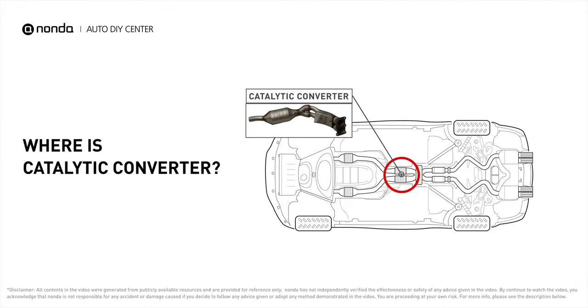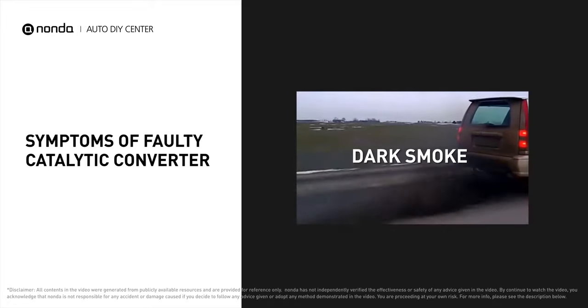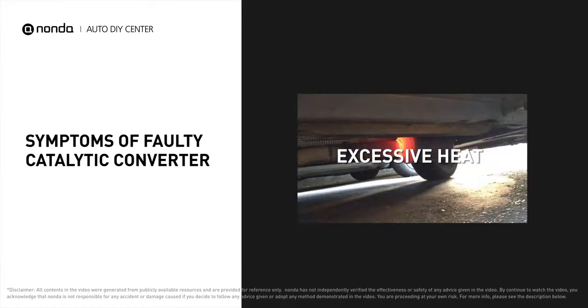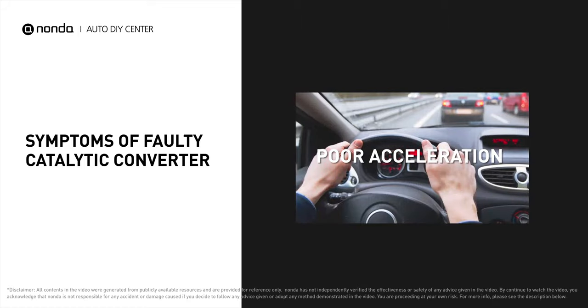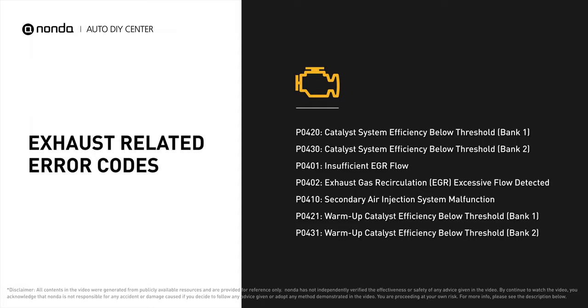The catalytic converters are usually located in a box on the exhaust pipe under your car. A faulty catalytic converter causes dark polluted smoke which comes out from the exhaust pipes, generates excessive heat under the vehicle, and you may experience poor acceleration while driving. It will turn on the check engine light on your dashboard and store the exhaust-related error codes.